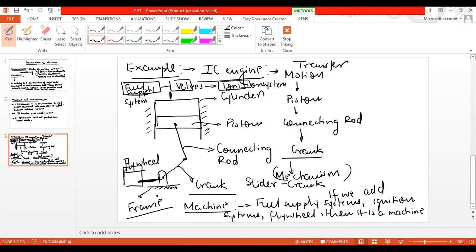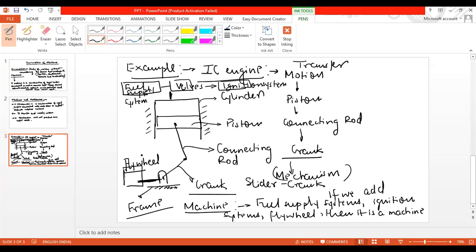Because ultimately, at this point, you fix a crankshaft. On this crankshaft, this flywheel will be mounted. Now this crankshaft and the flywheel are not going to have any relative motion between them. The crankshaft is mounted on the flywheel, and the flywheel is turning along with the crankshaft. So you can model this entire crankshaft, at this point, as a frame.